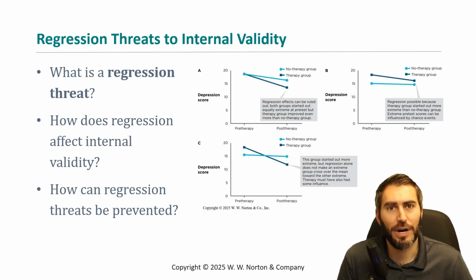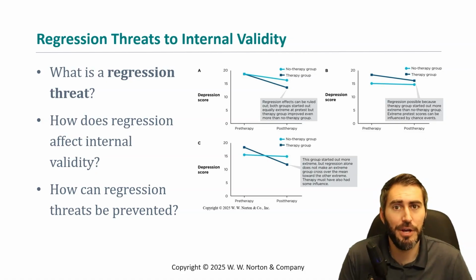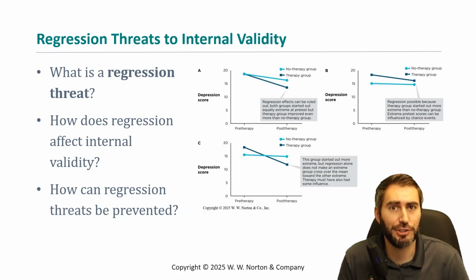Next, we have regression threats. Regression threat is also known as regression to the mean. It's a statistical concept in which extremely low or extremely high performance at time 1 is likely to be less extreme at time 2, or closer to average. For example, if you're in a really good mood or a really bad mood, you'll probably be in a more moderate mood tomorrow due to regression.